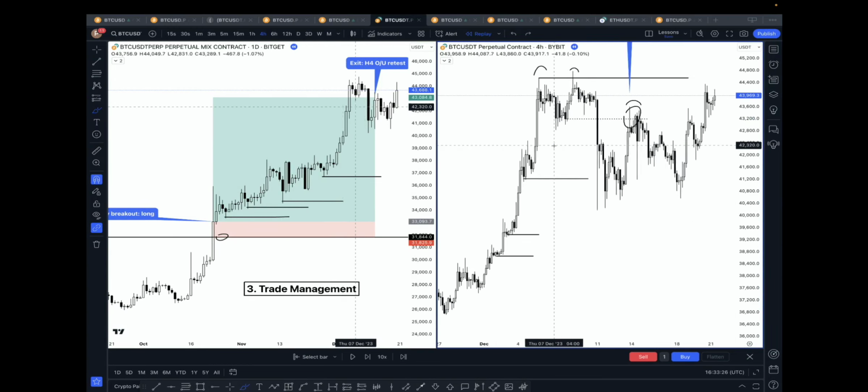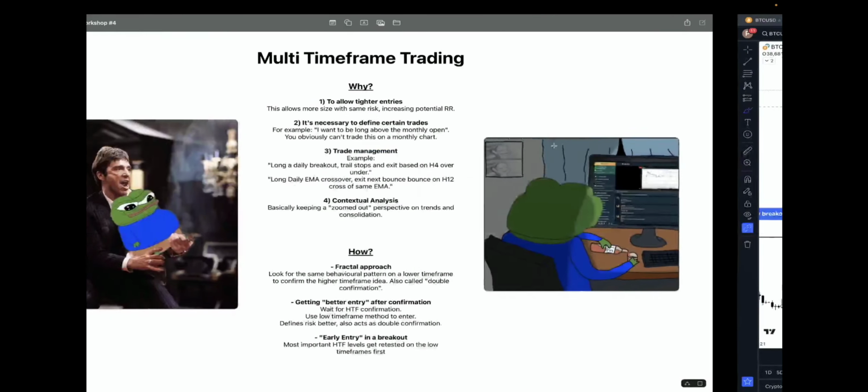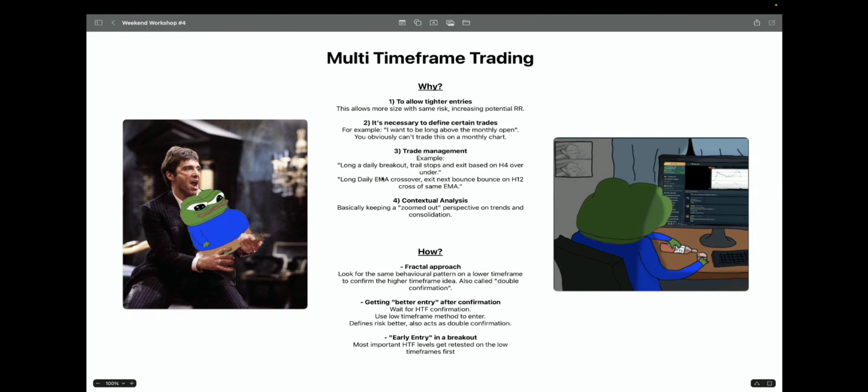Anyway, there we go. Reverse. There we go. Second one, long a daily EMA crossover, exit the next bounce based on a H12 cross.